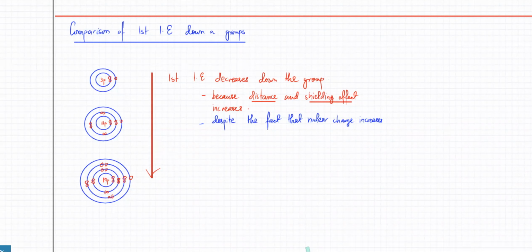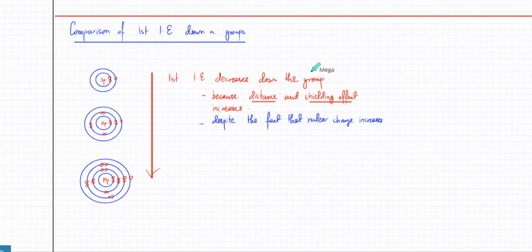So we had started talking about comparing the first ionization energy, which is just removing the first electron from the outside of the atom, and down the group we did that. The first ionization energy we figured out decreases down the group. So why does it decrease?